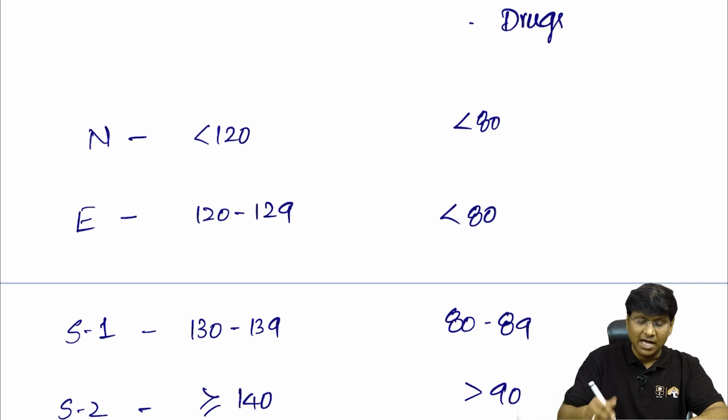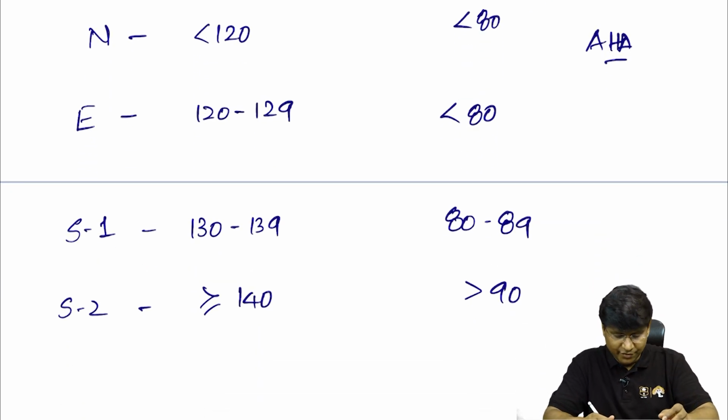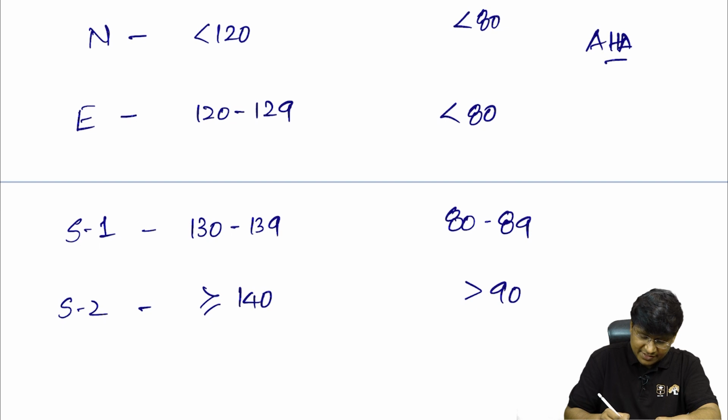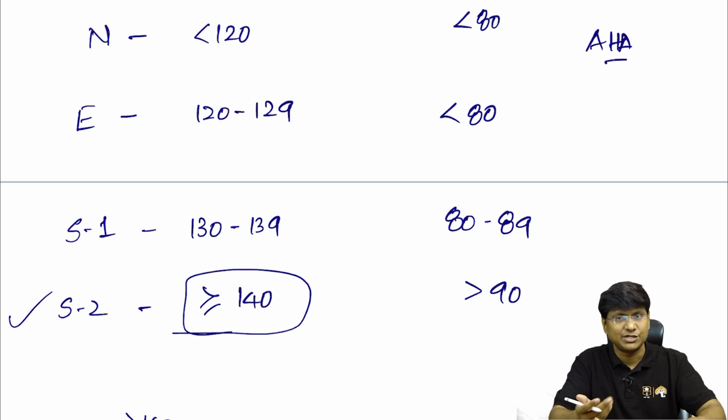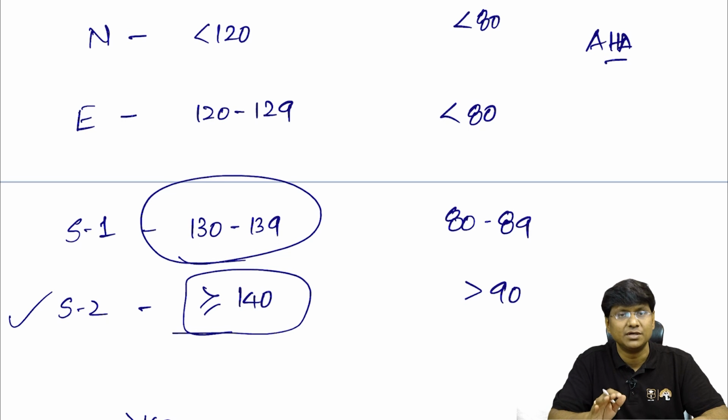So this is according to the American Heart Association. This is exactly in contrast to the previous guidelines. According to the previous guidelines, we used the term stage 1 hypertension when the systolic blood pressure is more than 140. But more than 140 is now called stage 2 hypertension, and more than 130 is considered hypertension according to the recent guidelines given by the American Heart Association.